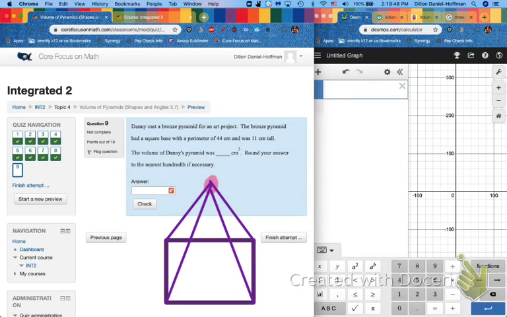Now, the problem says that I have a perimeter of 44. Perimeter means that the outside edges all added together gives me 44. And this here is a square. This here is a square. And a square has all sides that are the same. So if all sides are the same equal 44, I can divide by 4, 44 divided by 4, and find that each of these sides are 11.